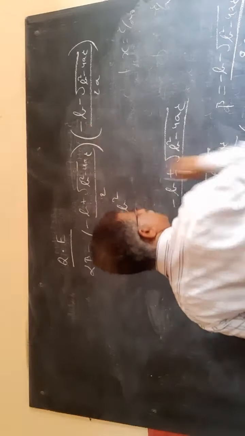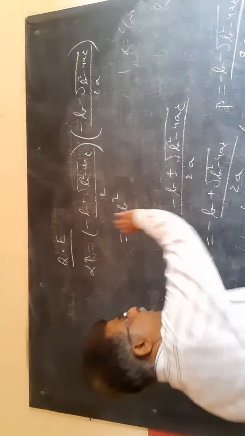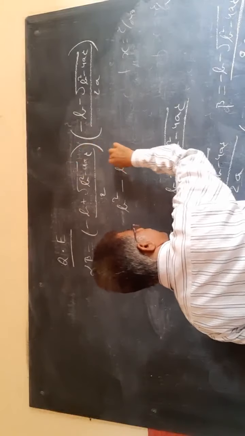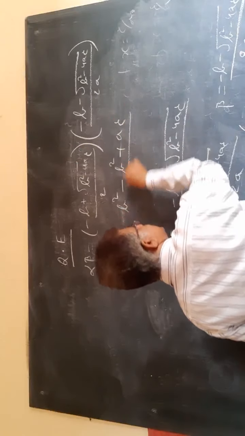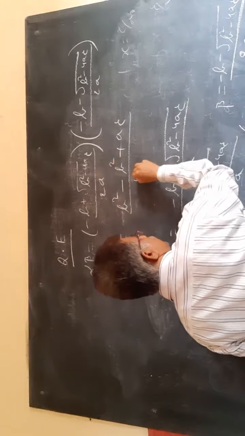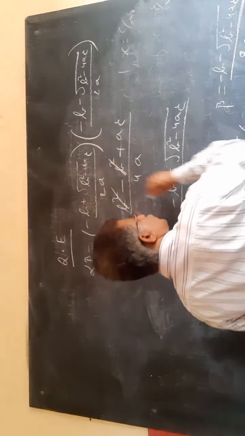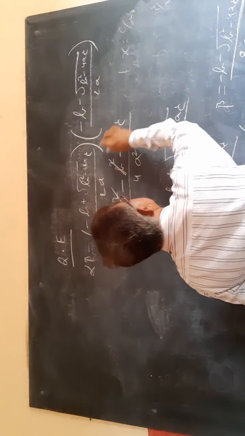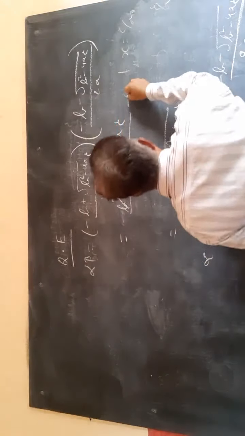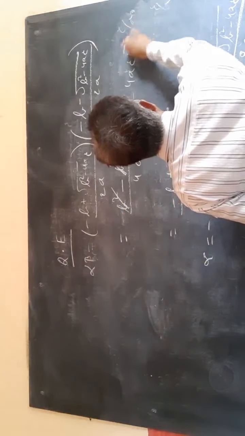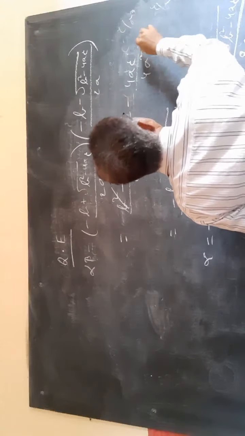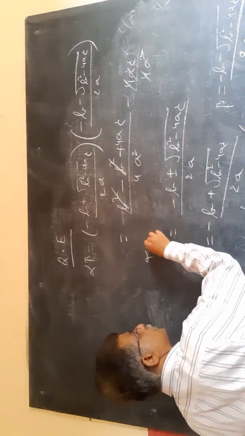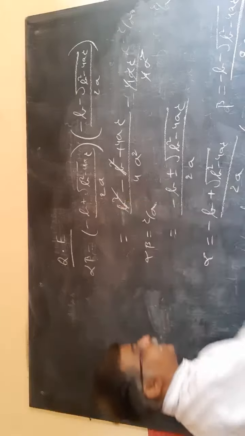This is (a plus b) into (a minus b), a square minus b square. So minus b square minus of this, the root gets cancelled, becomes minus b square plus 4ac by 2a into 2a, 4a. b square cancels. 2a into 2a is 4a square. Here also, this is b square plus 4ac, becomes 4ac by 4a square. 4 cancels, a cancels. So the product of those, alpha into beta, is equal to c by a.